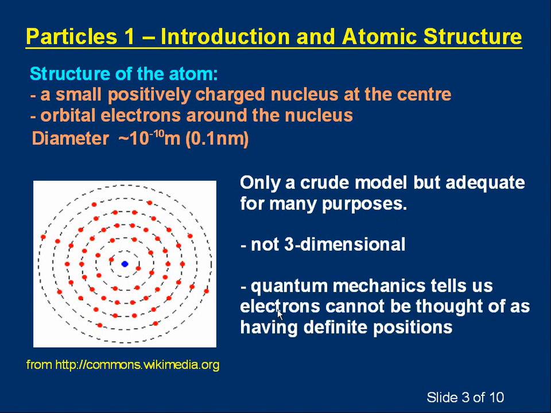And a more fundamental problem is related to quantum mechanics. Now, it doesn't matter if you don't know quantum mechanics yet. I'll merely point out that quantum mechanics tells us we can't think of electrons as having definite positions if they're moving. So to draw a picture and show a dot indicating where the electron is, is actually wrong.